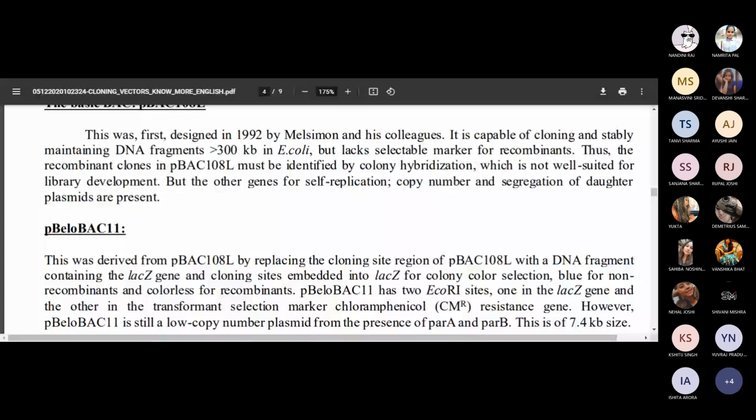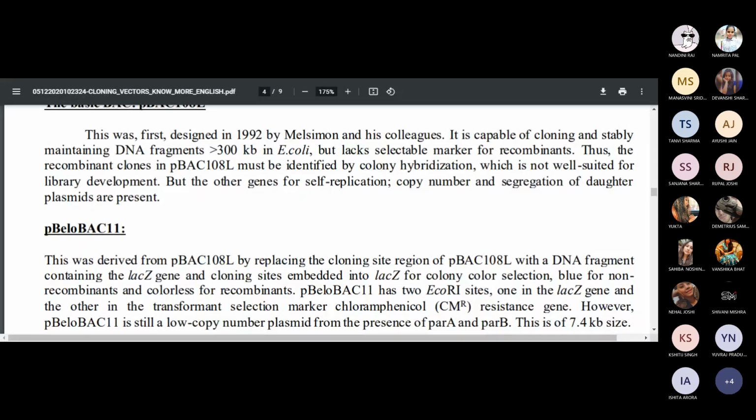As we mentioned in the previous class, we need a selectable marker, because when you transfer them, we need to know whether the recombinant formed or not. For that we use insertional inactivation. So here you need to use that so that you can check whether cells got transformed, and whether the cell is going to be recombinant or not. For that we need to introduce the same selection marker that we use in the case of the plasmid, that is your lacZ gene.